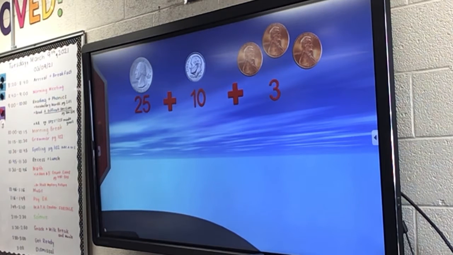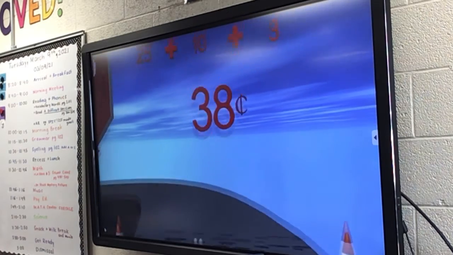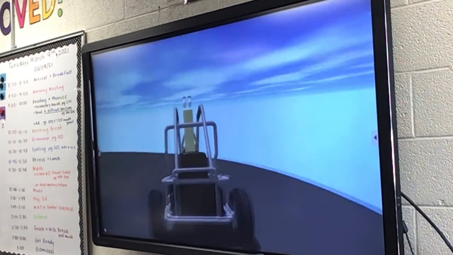25 plus 10 plus 3. Adding this up might seem hard, but we can do it by breaking it down into smaller parts. To start, let's just add the 25 and the 10 together. So 25 plus 10 is 35. Now we just need to add the 3, so 35 plus 3 gives us 38. The answer is 38. Great job. We have 38 cents. Okay, let's move on.